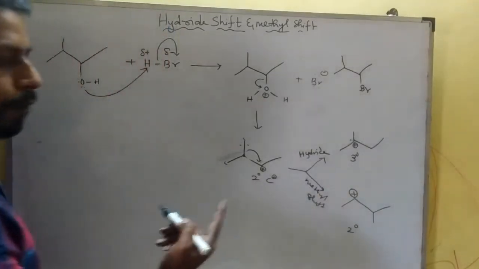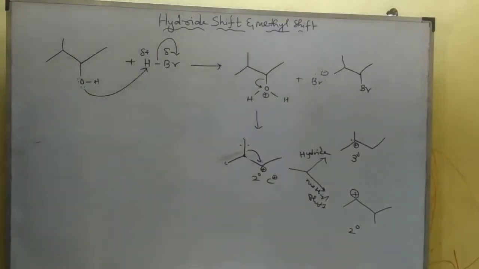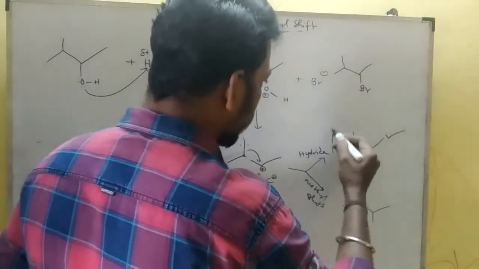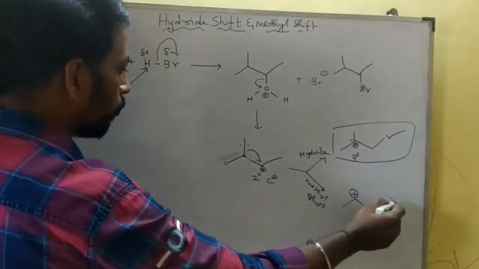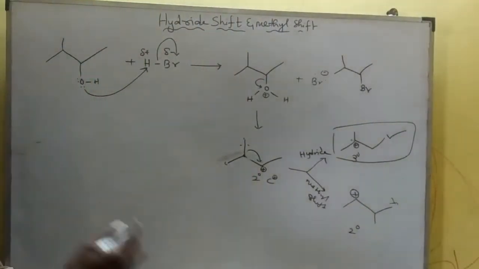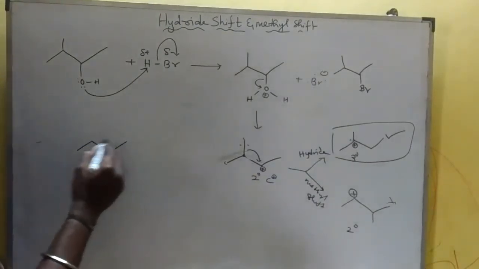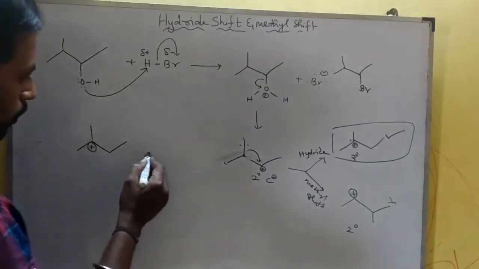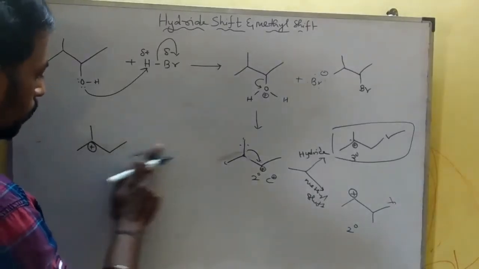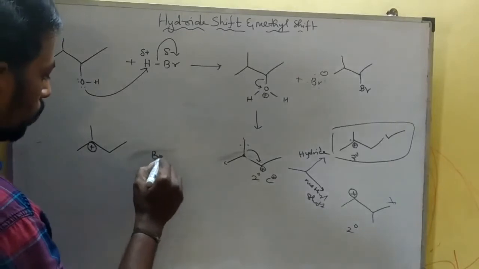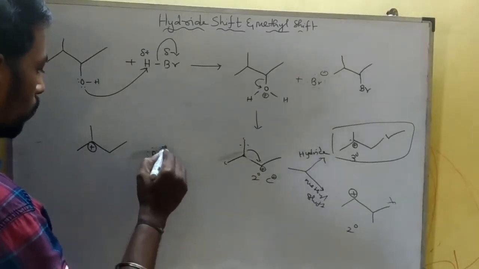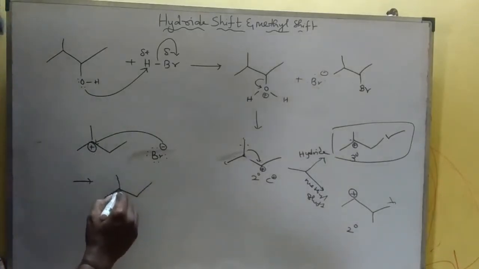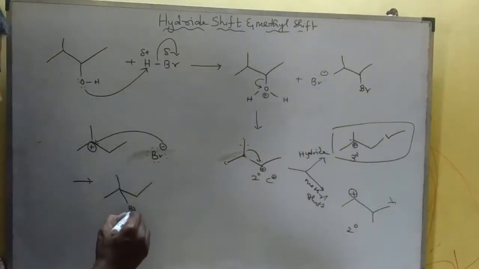So which shift predominantly takes place to get the more stable carbocation? The hydride shift will happen. So this is your carbocation obtained, and this will not form because it is less stable. So this tertiary carbocation is attacked by bromine to form this product.